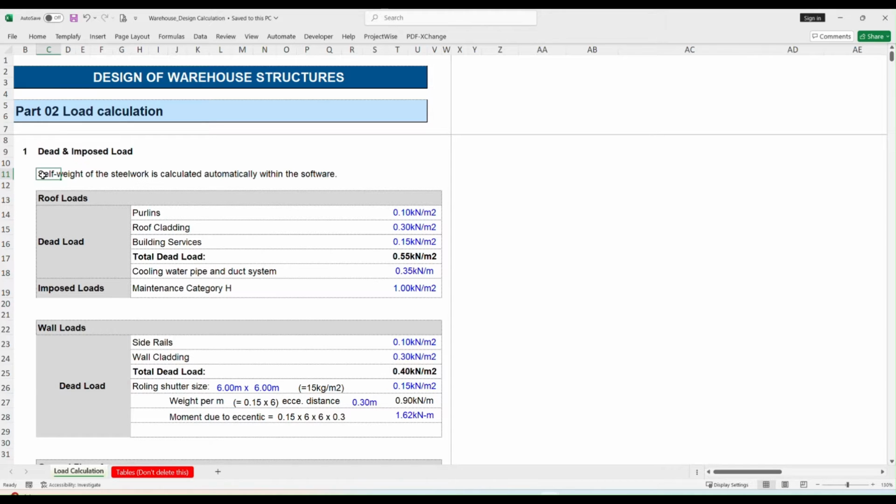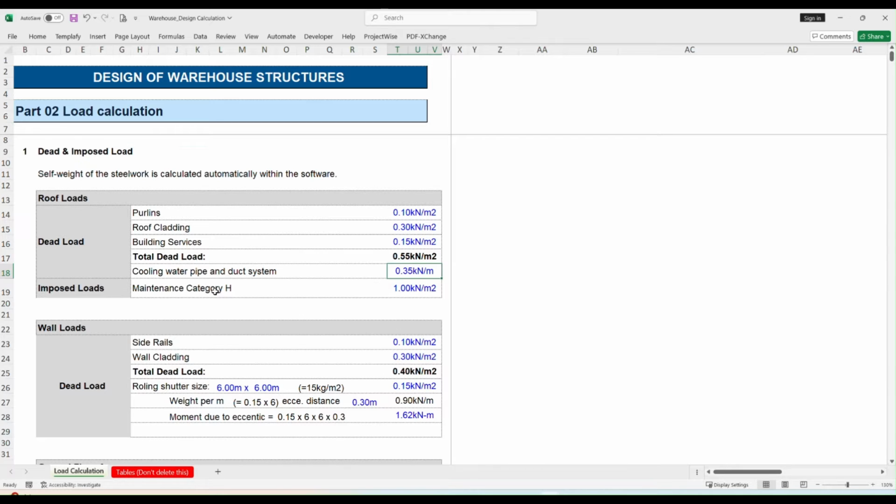This is nothing but the self-weight of the structure, which can be automatically applied in Robot Structural Analysis, the software which we are going to use for the warehouse design. Coming to the roof loads, for purlin loads we can assume 0.1 kN per meter square or 10 kg per meter square. Roof cladding is 30 kg per meter square. Building services like finishes we can consider 15 kg per meter square. All the units are converted into kilonewton per meter square, so in total we are getting 0.55 kilonewton per meter square.